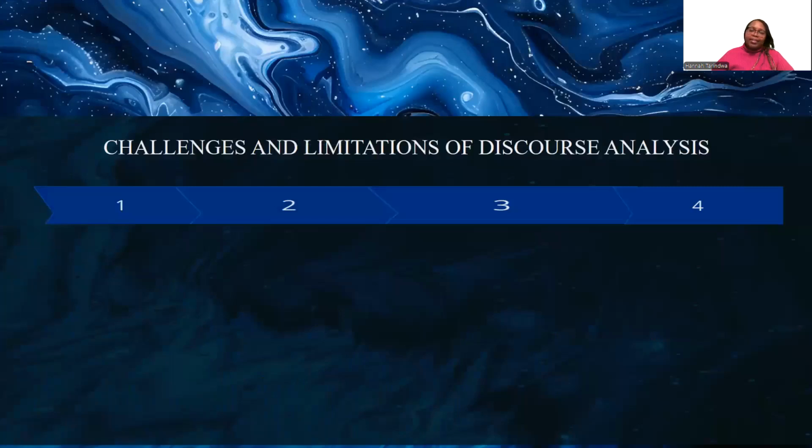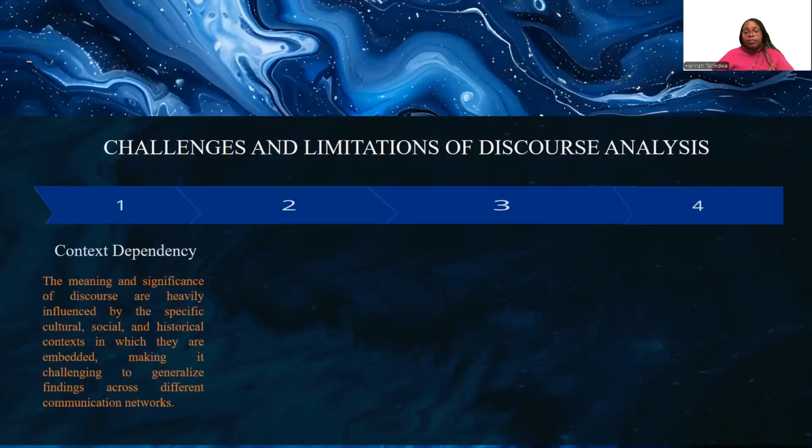What are the challenges and limitations of discourse analysis? The first, of course, is context dependency. So it's not a one-size-fits-all. Meaning and significance of discourse are heavily influenced by specific cultural, social, and historical contexts. How people take something, how people understand a message, right, is influenced by that. So it makes it very challenging.